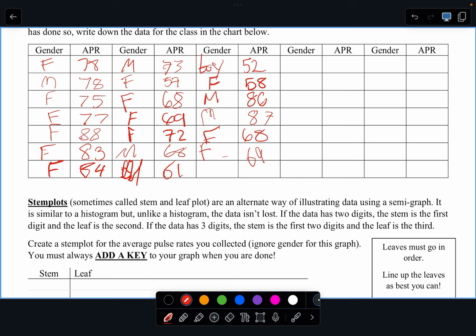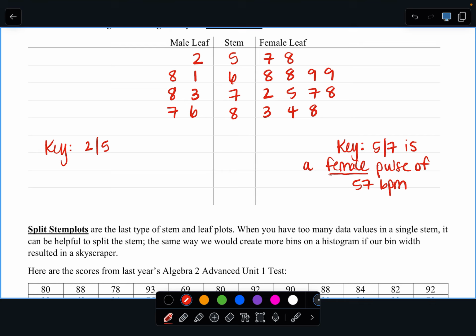So for the male side, we'll do a key. Whenever you write the left-hand side of a back-to-back stem plot, you are going to write it exactly the way you see it. So I know that I still wrote the 2|5. However, that is going to be a male pulse of 52 beats per minute. And what we'll do next class period is we'll talk about how to get these measures of center, spread, and outliers and things like that from graphs like these.